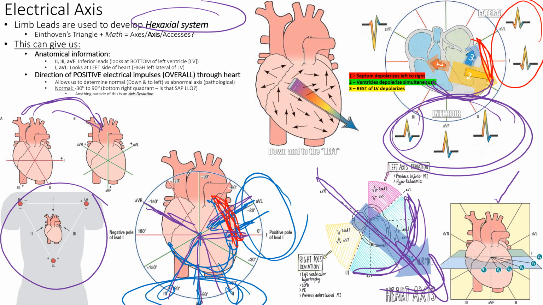Okay, so 2, 3, AVF and 1, AVL are 2 different groupings, and they're anatomical. And when we talk about the coronary arteries that feed them, that's the next step to layer on: what vessel feeds my 2, 3, AVF, what vessel feeds my 1 and AVL. Because if I see changes in 1 and AVL, it's probably that vessel.